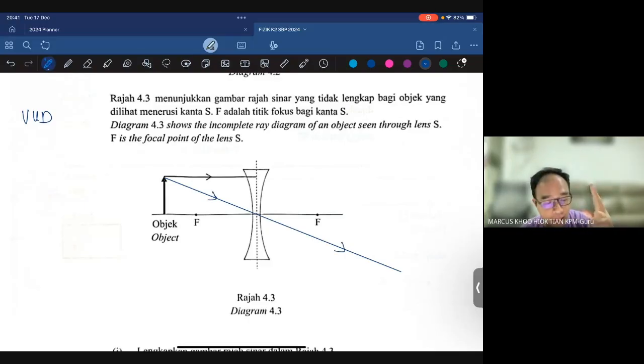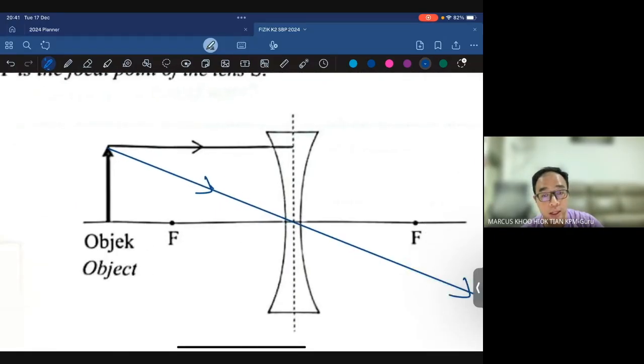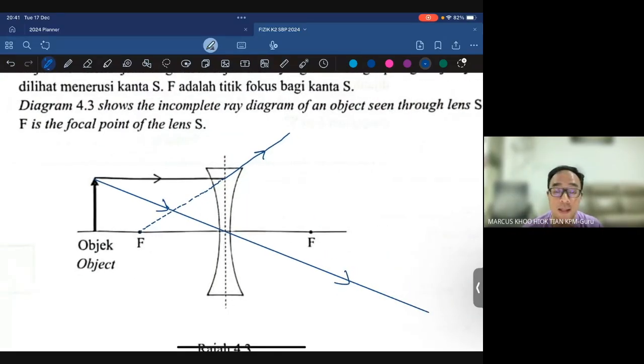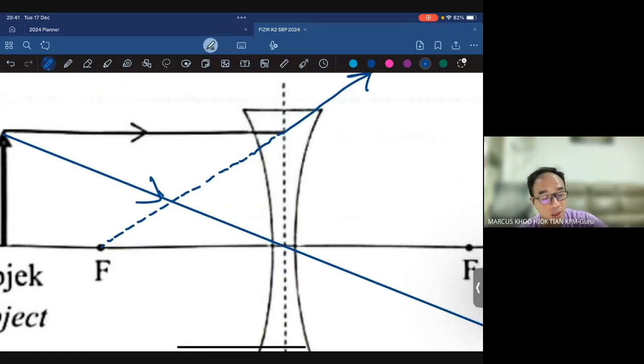Okay, the second line is the one where it diverges out, but it starts from the focal point. Start from the focal point here and draw until you reach here and extend it out, because a concave lens is a diverging lens. And so the place where they meet, that's where the image is.